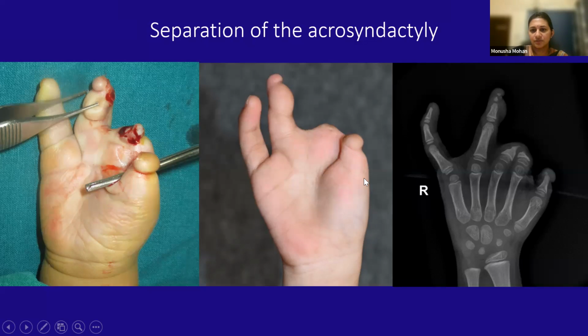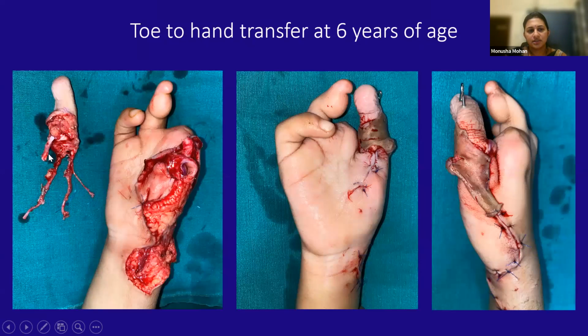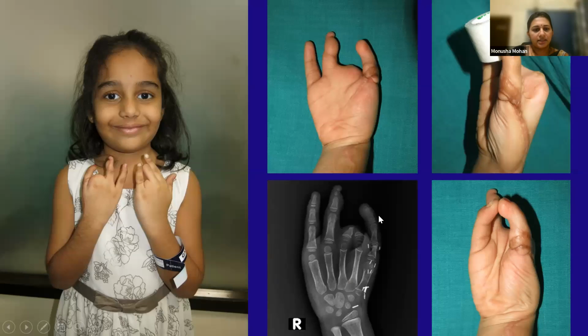After the separation of the acrosyndactyly, we went in for a free toe transfer to reconstruct the thumb. Unlike in cases like transverse arrest or syndactyly, the structures proximal to the acrosyndactyly in constriction ring syndrome will be all right. But we had to harvest some skin graft to cover the raw areas. And here is the child with good span of the hand. She's able to hold things. Grip is good. This is the post-operative X-ray after the toe transfer, and she's able to oppose as well and touch the little finger.